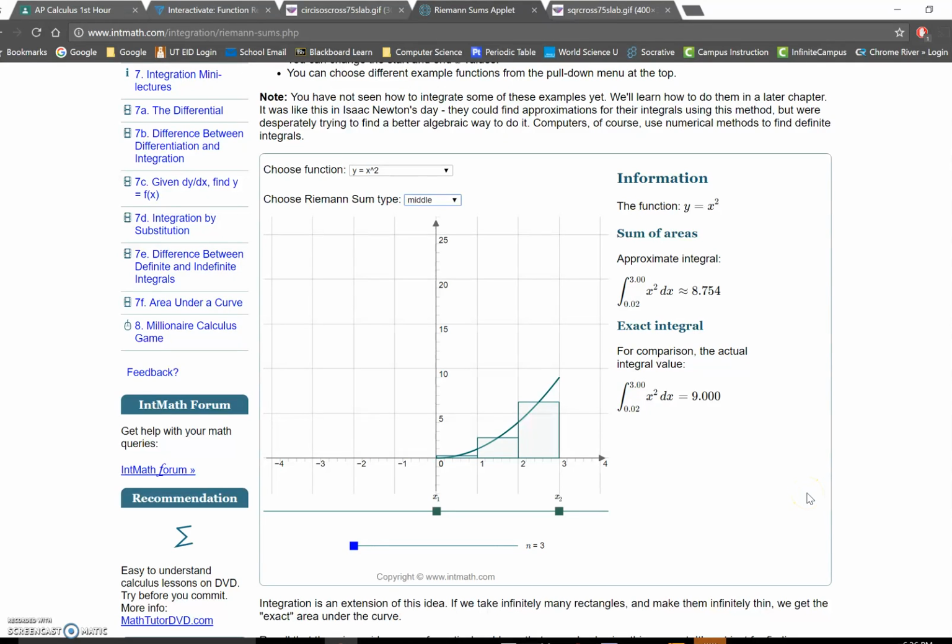Okay, so the topic we're getting into is about volumes. What we have been working on a lot is areas. This is just a little screen showing you what we've been doing with Riemann sums. This is the curve y equals x squared, and there's three rectangles here trying to find the area.